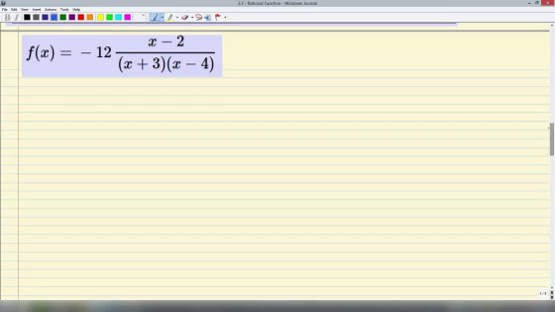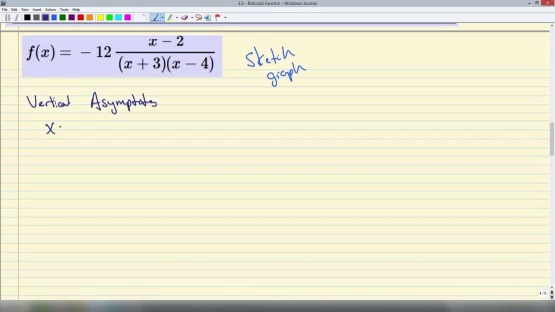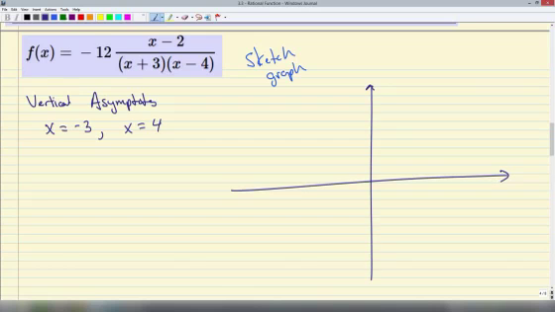So take a look at this function. F of x equals negative 12 times the quantity x minus 2 on the top, and x plus 3 and x minus 4 on the bottom. And what we want to do is sketch this graph. Vertical asymptotes: one is at x equals negative 3, and the other one is at x equals positive 4. So those are our two vertical asymptotes.